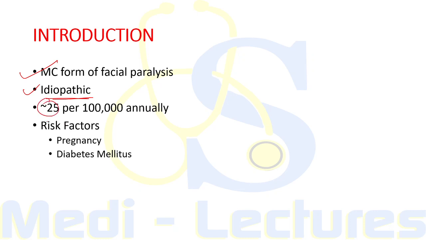The incidence is 25 individuals per 1 lakh individuals annually. This is more common than trigeminal neuralgia. If we talk about lifetime incidence, then it is 1 in 60 persons in their lifetime. That is, 1 in every 60 persons will suffer from Bell's palsy. Two known risk factors are pregnancy and diabetes mellitus. Typically, pregnancy in the third trimester is a risk factor for Bell's palsy.